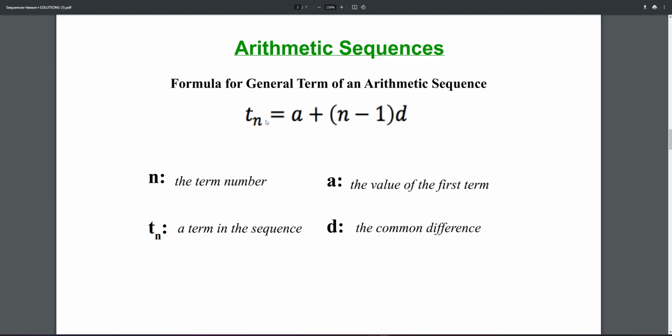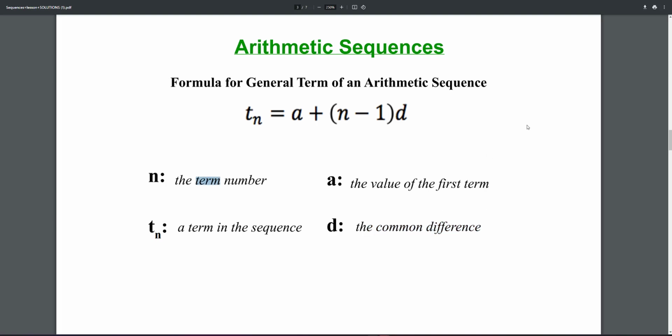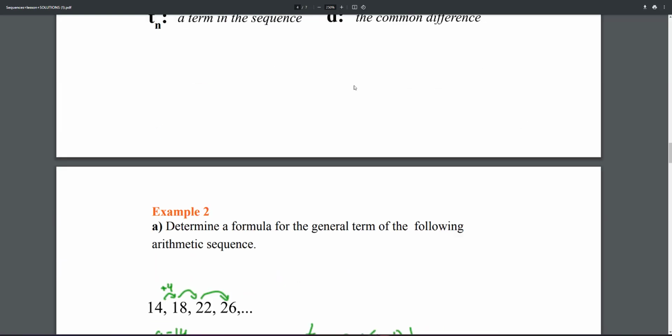So Tn, once again, is just your term in the sequence. A is the first value, the first term. D is the common difference. So if it's going up by 4s or 3s, whatever, that's your D value. And N is the term number. All right, so let's apply this to a pattern.